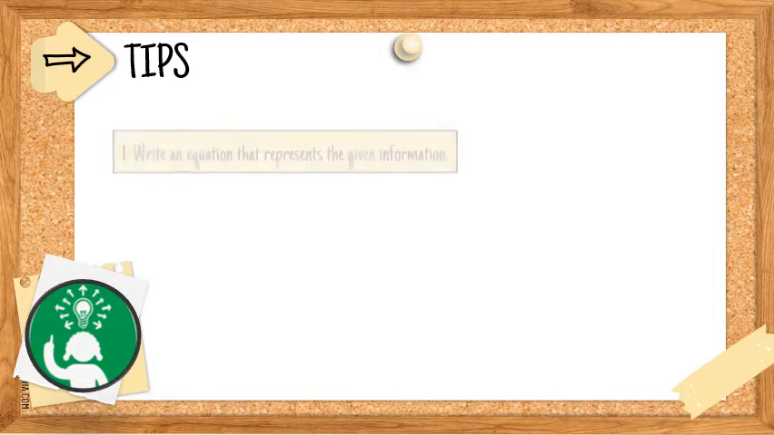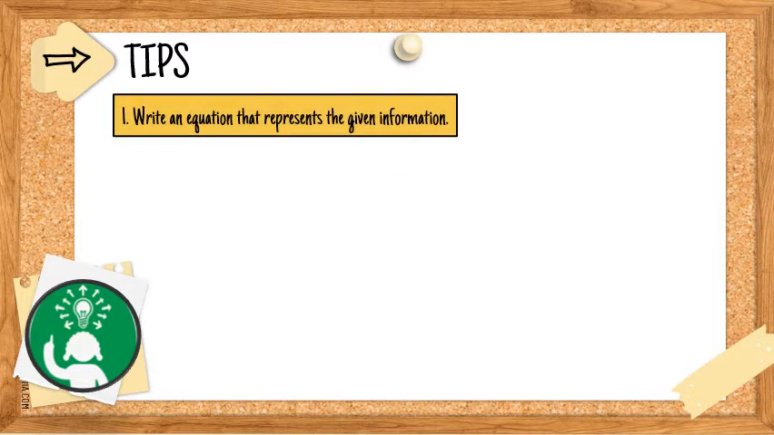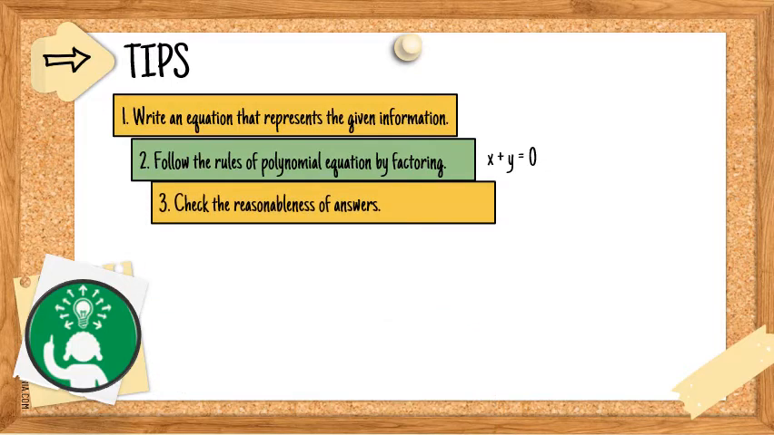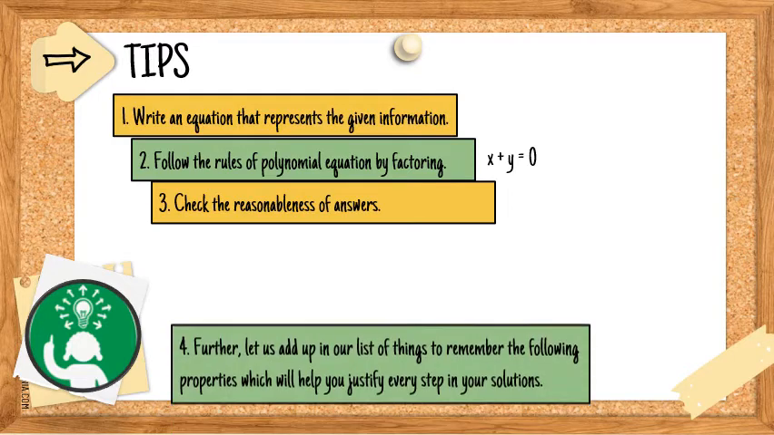Now, these are the tips. The first one, write an equation that represents the given information. Second, follow the rules of polynomial equations by factoring. Recall, for example, x times y equals 0, and that is the zero product property. Number 3, check the reasonableness of answers.